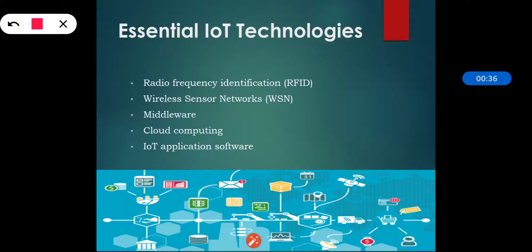So the five IoT technologies that are widely used for deployment of these products and services. The first few you all know, that is RFID, radio frequency identification, wireless sensor network, which is known as WSN, then middleware, cloud computing. The main one that we will see is IoT application software, because these all we have already seen in computer networks. So the IoT application software basically has the WSN hardware and WSN communication stack.